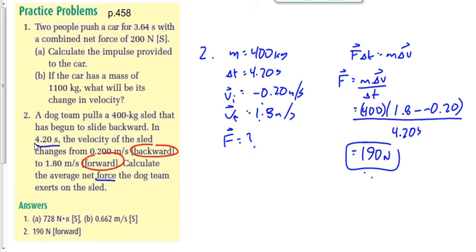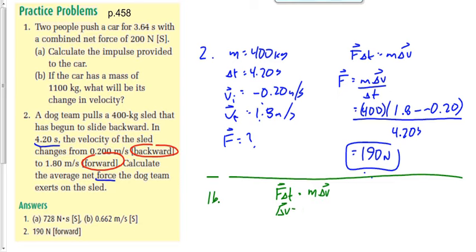1B says two people push a car for 3.64 seconds with this force. What's the change in velocity? Okay. For this one, we can say that F times delta t equals m times delta V, and we're looking for delta V. Force is 200. Time is 3.64. And the mass is, what is the mass? 1100. So do the math there.